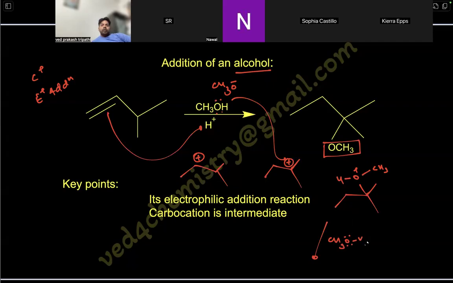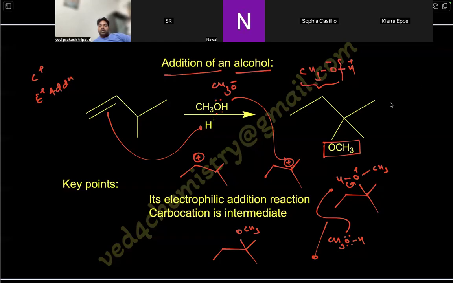So it is going to deprotonate this H. So finally you have OCH3 here. Make sense? So whenever you have addition of alcohol, always add OCH3. Means you can break CH3OH like that, into O minus and plus. So the nucleophilic part would be this. Clear?